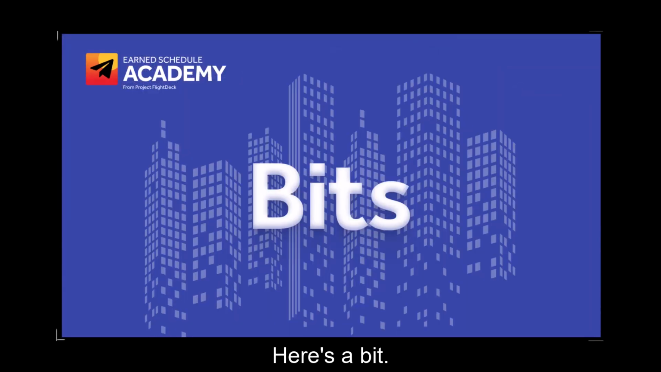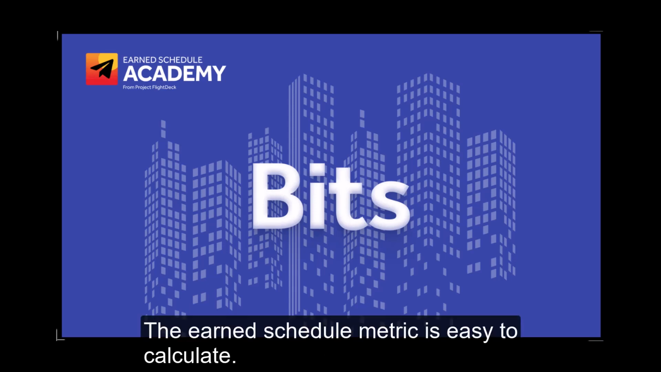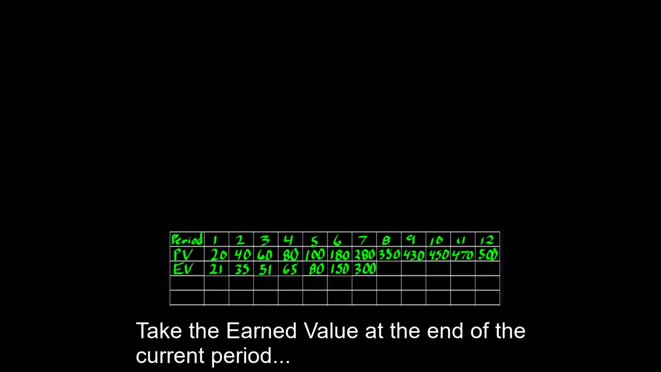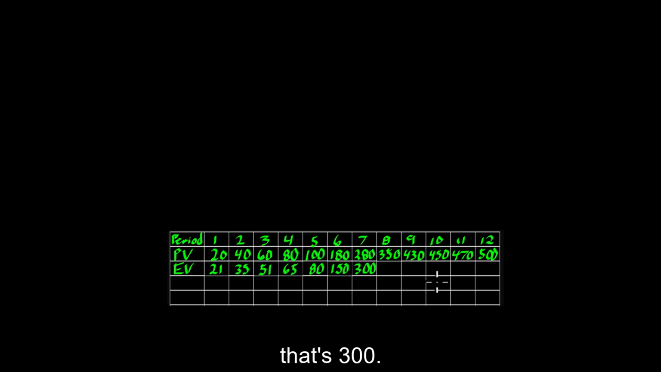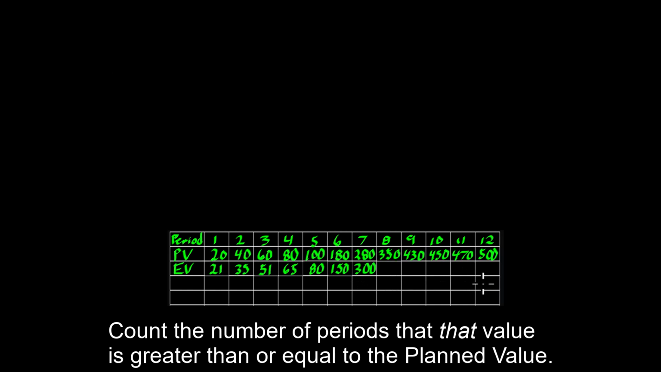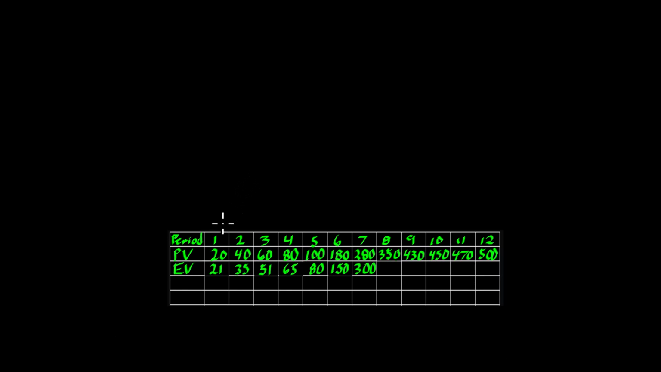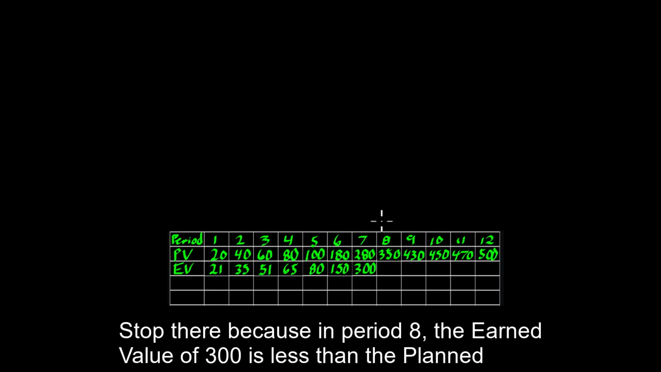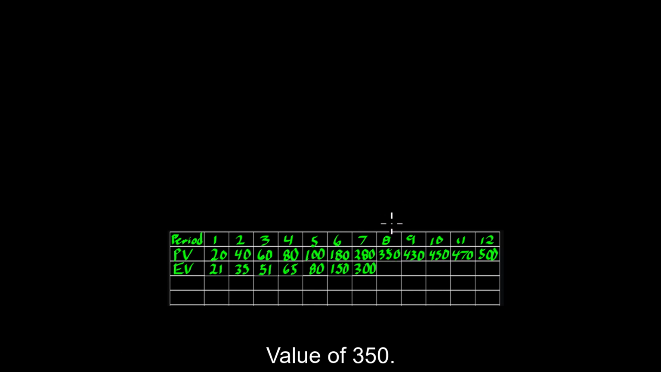Here's a bit. The earn schedule metric is easy to calculate. Take the earn value at the end of the current period, that's 300. Count the number of periods that value is greater than or equal to the planned value. That's 1, 2, 3, and so on, up to 7. Stop there because in period 8, the earned value of 300 is less than the planned value of 350.